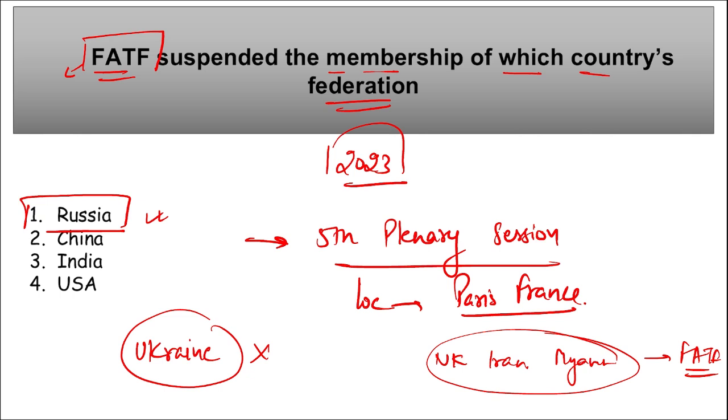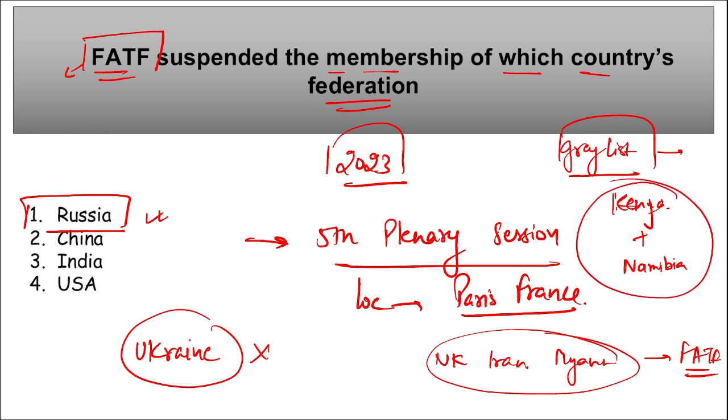Correct? Then if we talk about the grey list, which are the two new countries? The grey list is a list of countries that is released by FATF. This is the list that contains the names of those countries that are doing terror financing. And recently Kenya and Namibia, these are the two countries that were recently added to this grey list of FATF.